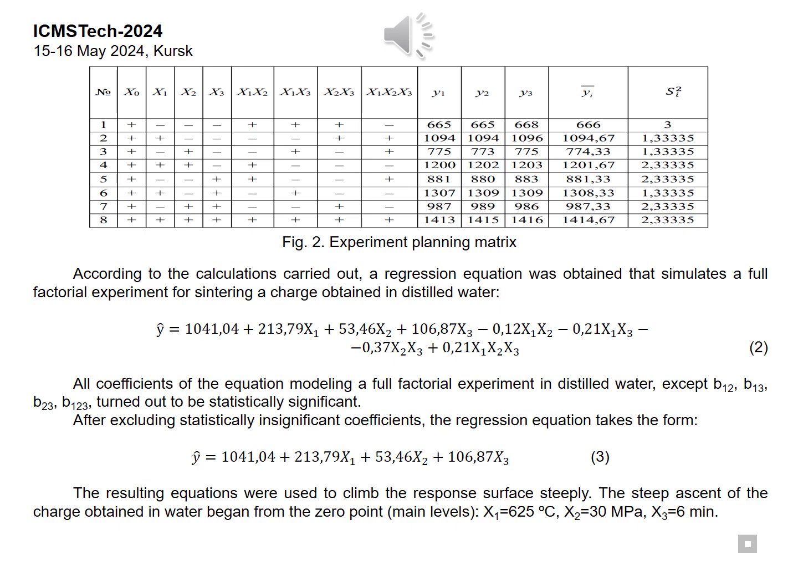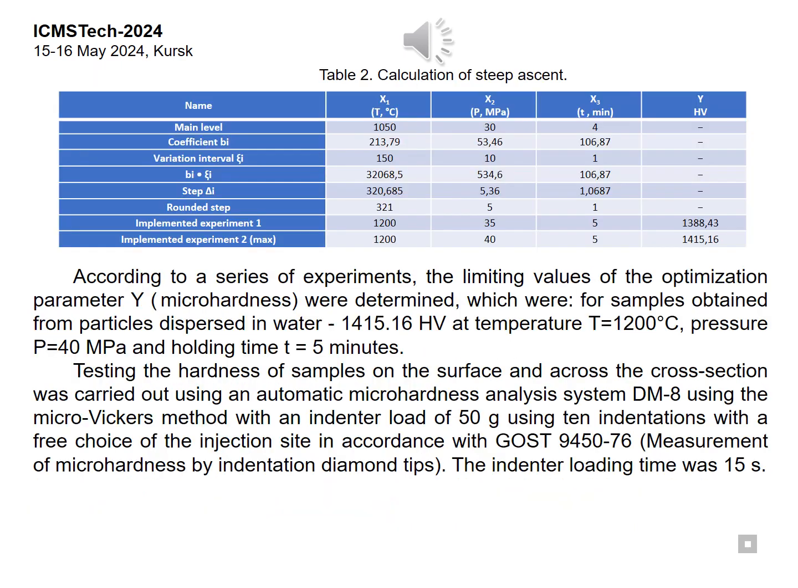The resulting equations were used for the steep ascent of the response surface. The steep ascent of the charge obtained in water began from the zero-point main levels. According to a series of experiments, the limiting values of the optimization parameter Y, micro-hardness, were determined, which were, for samples obtained from particles dispersed in water, 14, 15, 16 HV at temperature 1200 degrees Celsius, pressure 40 MPa and holding time 5 minutes. Testing the hardness of samples on the surface and across the cross-section was carried out using an automatic micro-hardness analysis system DM8.